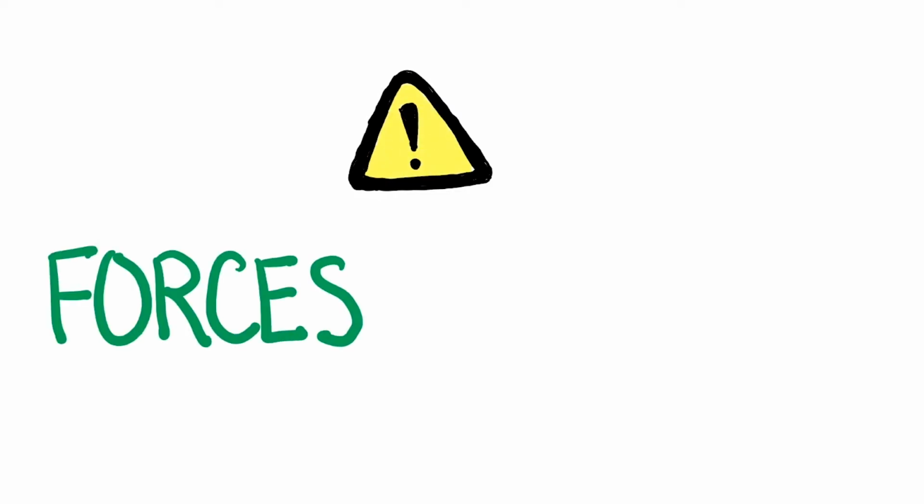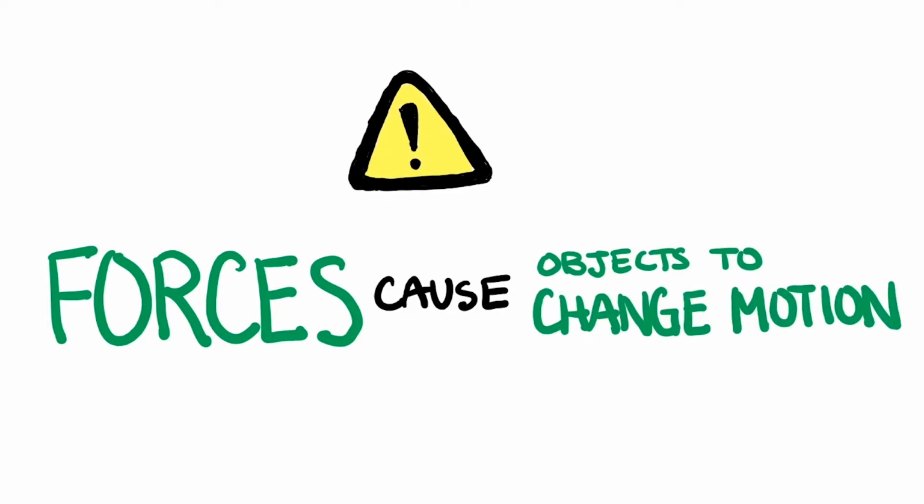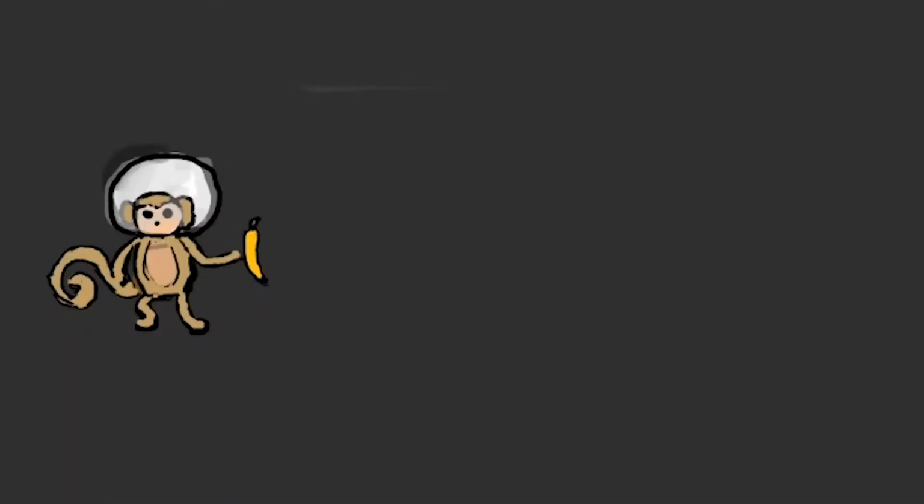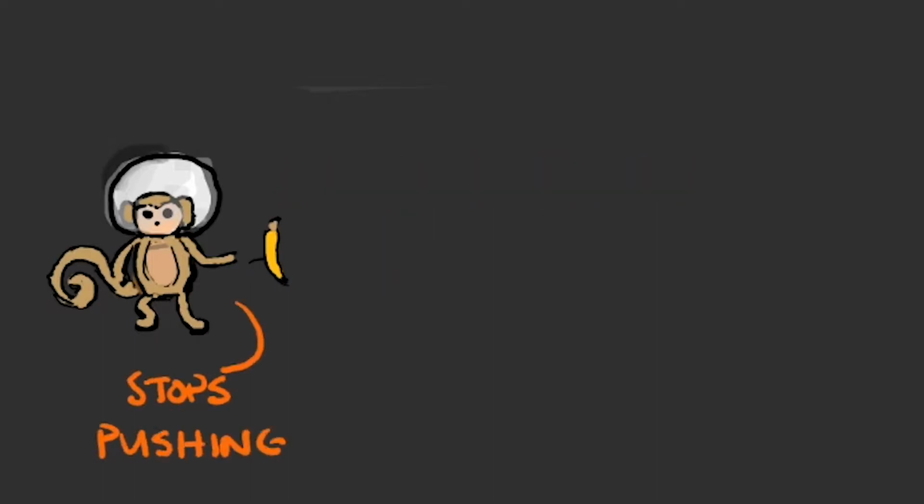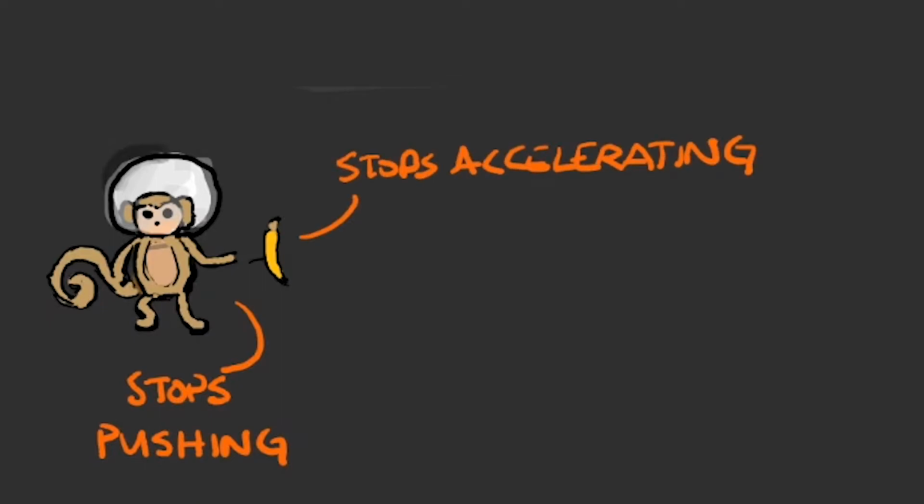By the way, it's important to clarify that forces don't keep objects moving. Forces cause objects to change motion. Let me take you back to an example from our projectile motion video. If a monkey throws a banana in space, that monkey pushes the banana, causing the banana to accelerate. But as soon as the monkey stops pushing, the banana stops accelerating. And if no other force acts on the banana, we know it'll just keep going at constant velocity. This is an example of Newton's first law.